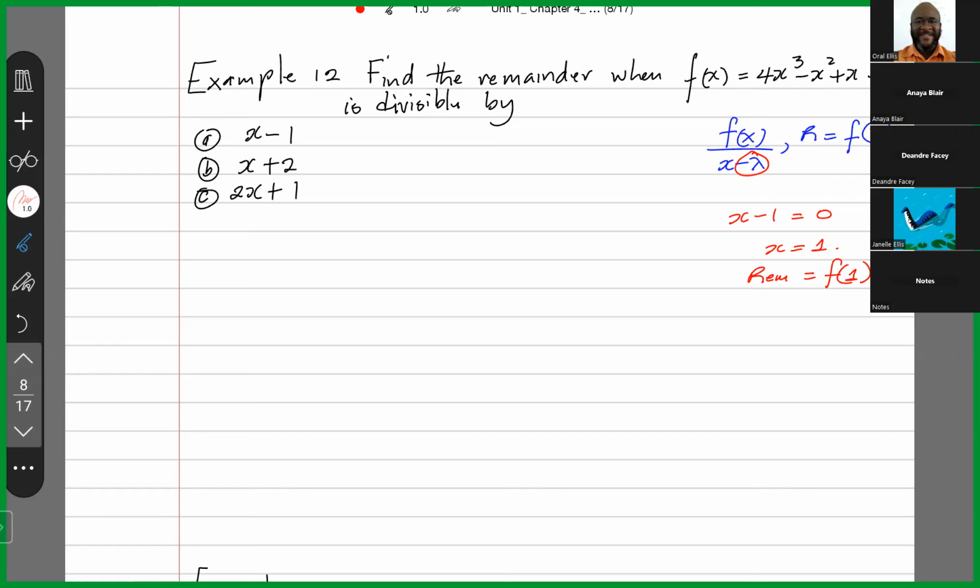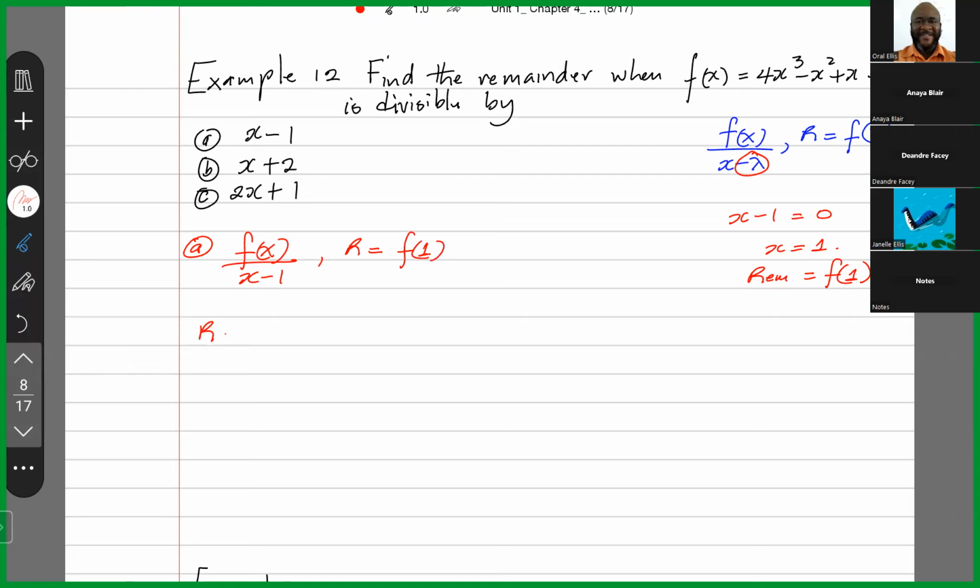All right? So let me just try and show you what this is saying. Example 12 is saying, find the remainder when f of x, which is equal to 4x cubed minus x squared plus x minus 2, is divided by x minus 1. So from the remainder theorem, looking at A, if f of x is divided by x minus 1, the remainder would be equal to f of 1.